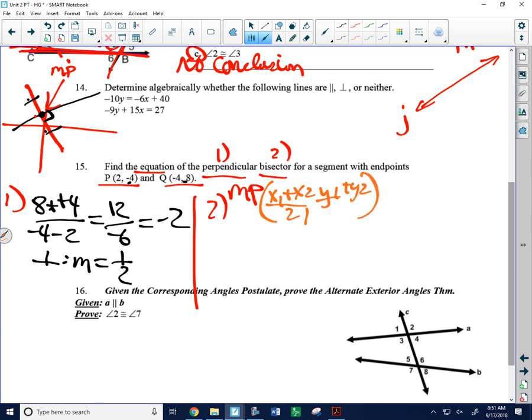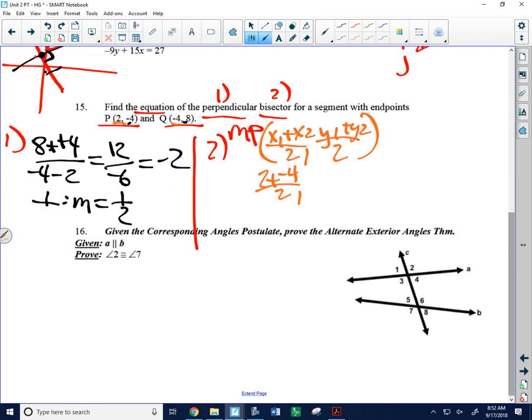Right, midpoint is just an average. So you sum the x's, divide by 2, and then you sum the y's and divide by 2. So the x's are 2 plus -4. Again, not minus here. The slope formula is minus. This one's plus. Then the y's are -4 plus 8. So this is, again, plus. It could be plus and negative, that's fine, but it's plus, not minus. So 2 plus -4 is -2 over 2, which is -1. And then -4 plus 8 is 4 over 2, which is 2.